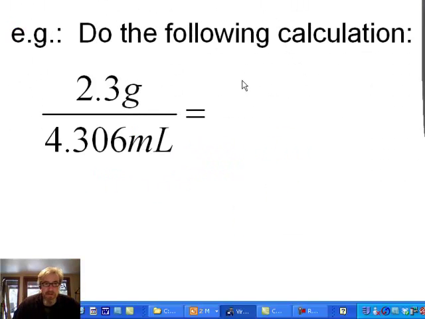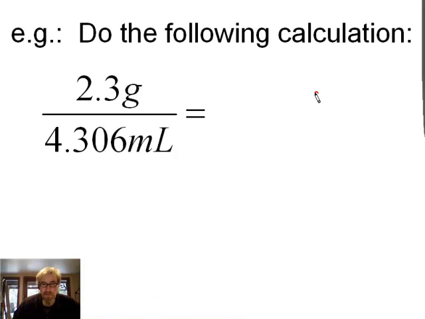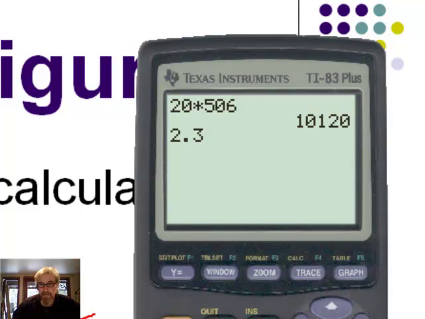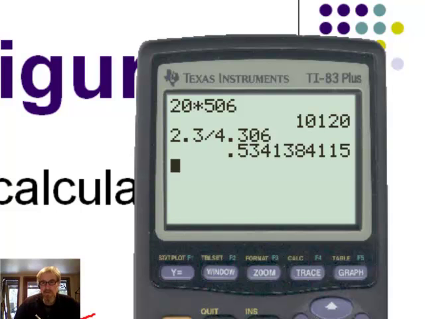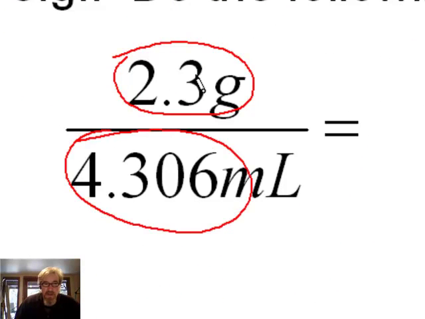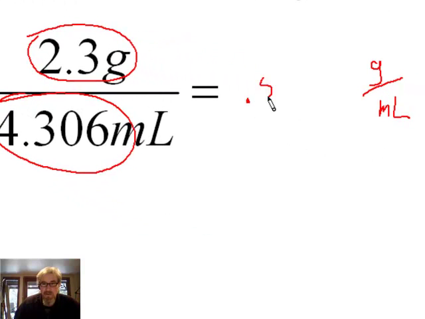Let's do this calculation. 2.3 grams divided by 4.603 milliliters. First of all, we can do something with the units. The units are grams per milliliter. Now let's do the actual arithmetic. 2.3 grams divided by 4.306 milliliters. My calculator gives me lots of digits, 0.53413841115. But in this problem, I have one number that has 2 sig figs and one that has 4 sig figs. I round off to the fewest number of sig figs in the problem. So that means my 0.534 something number just gets rounded to 0.53.